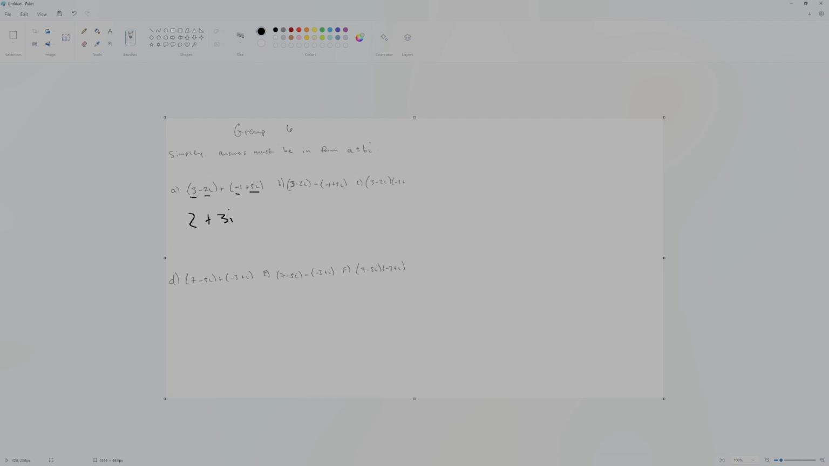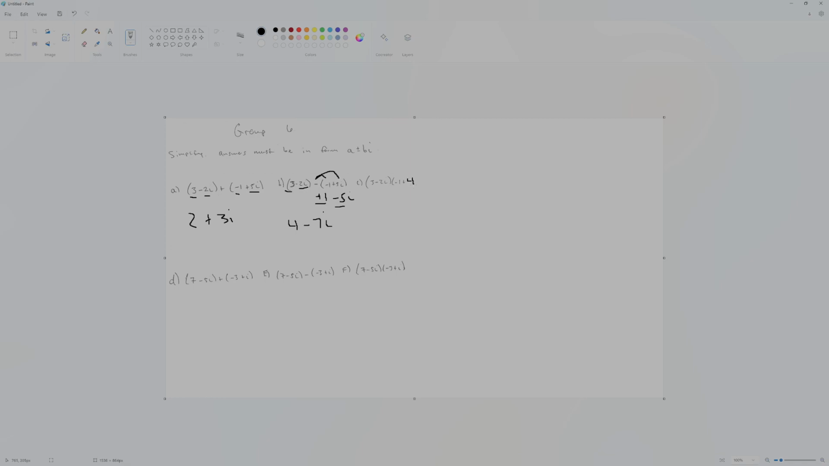That's done. For this one, you have to distribute the negative first. So this becomes a positive 1 minus 5i. Then you combine like terms. 3 plus 1 is 4. And then negative 2i minus 5i is negative 7i.